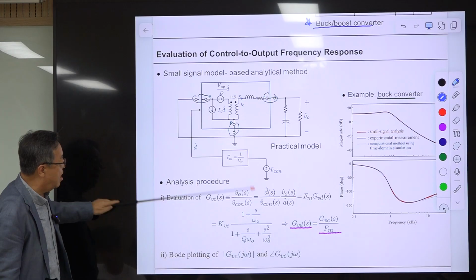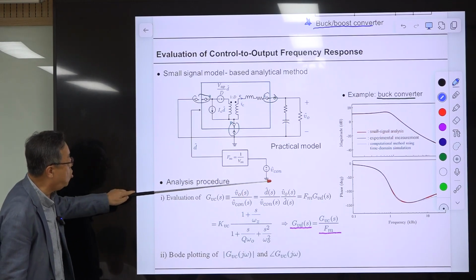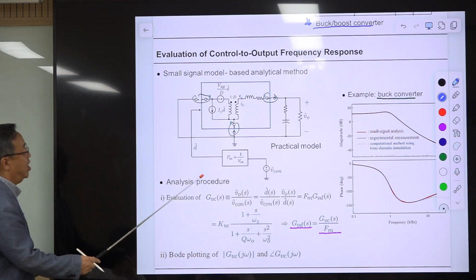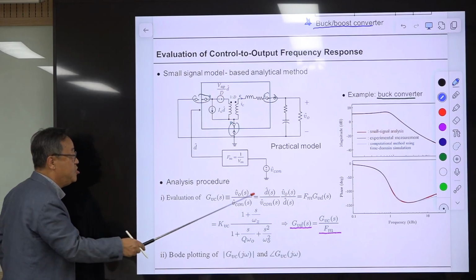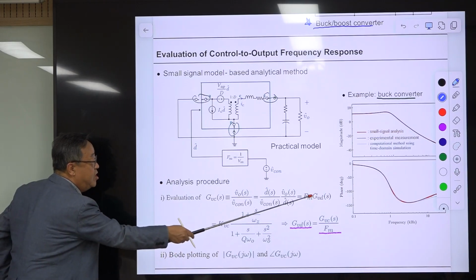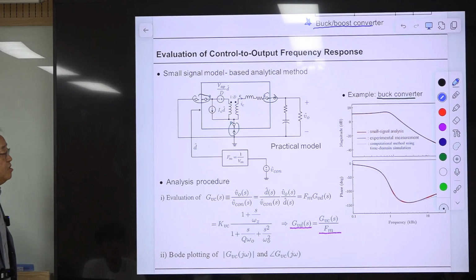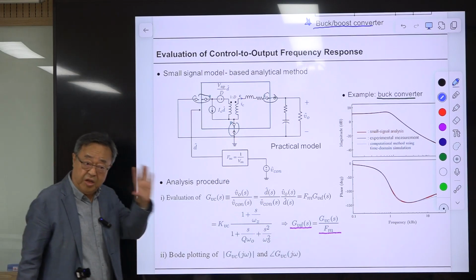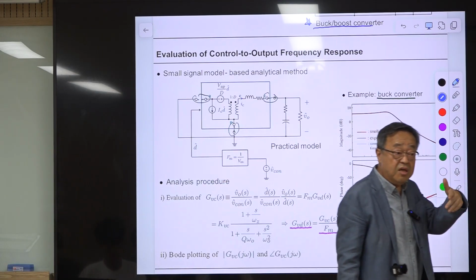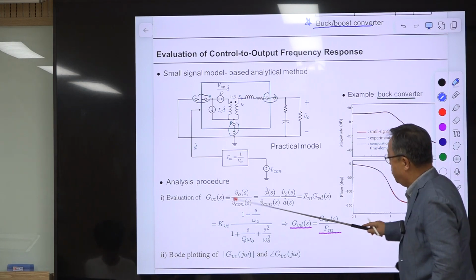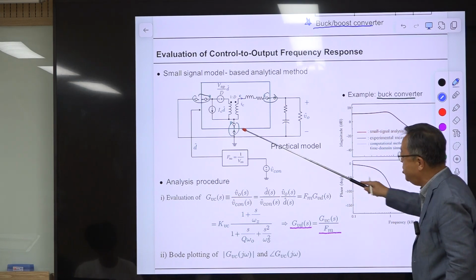So you generate this and multiply this, then that becomes the control to output transfer function, which is actually the multiplication of this transfer function and this transfer function. So it looks like this, okay? This one is Fn times GVDS. GVDS is the duty ratio to output transfer function. Very simple in this circuit diagram, but very difficult in measuring or simulating using the empirical method, right? So having this model is very good because you can easily evaluate this, because this is a linear circuit.